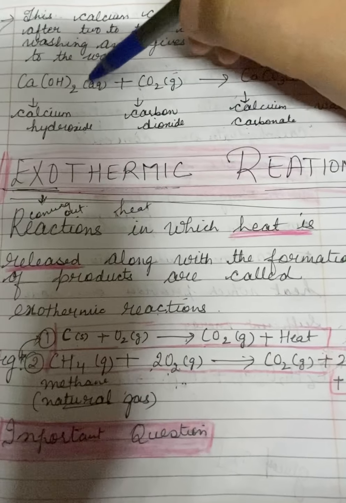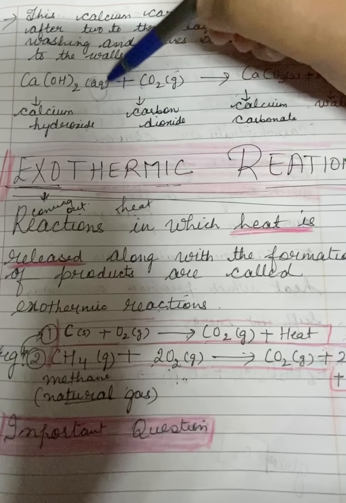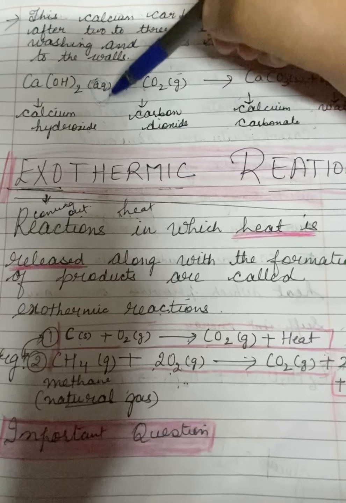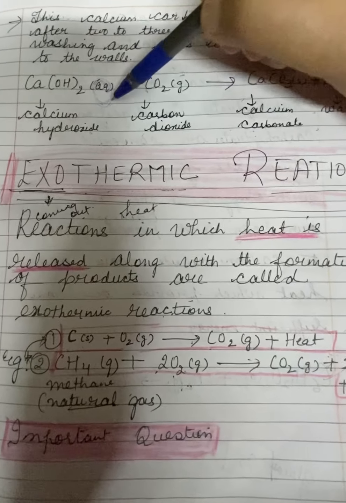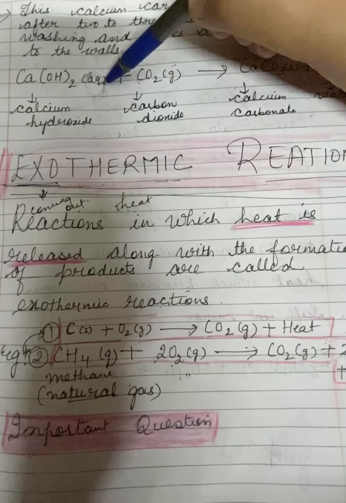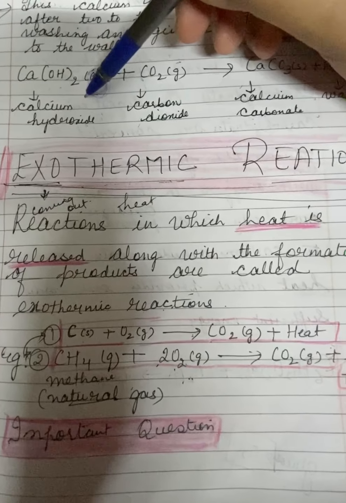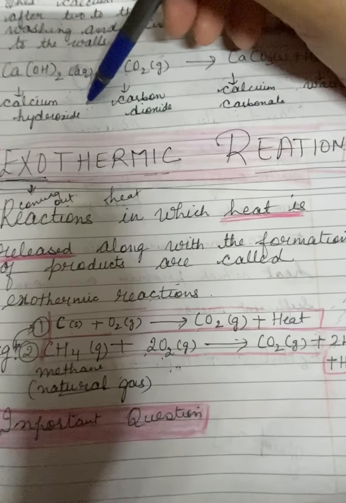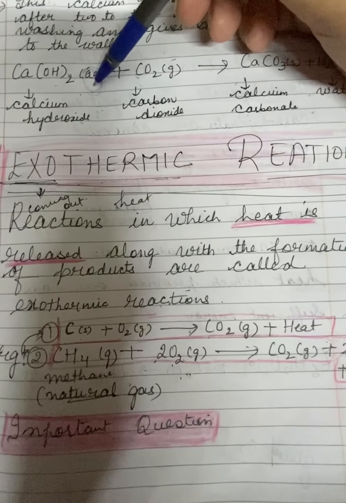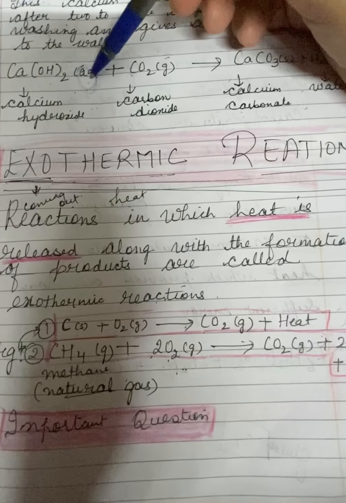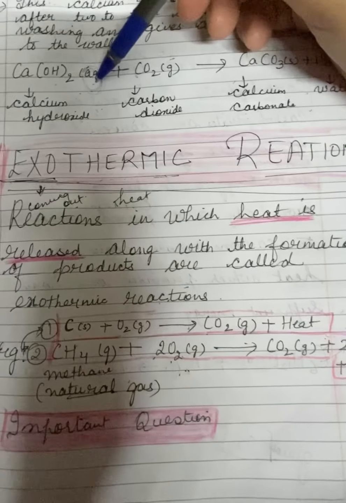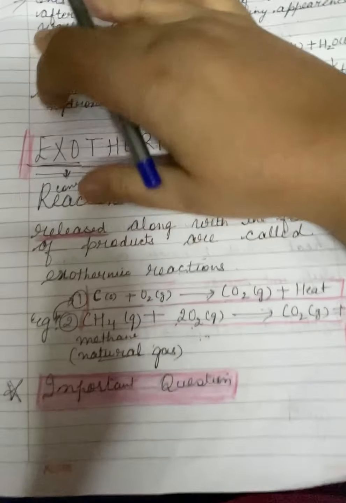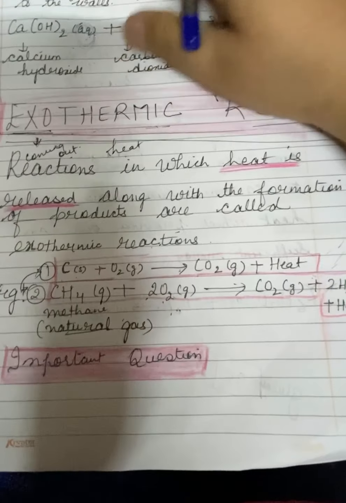I have written aq in this bracket. What does this mean? Whenever we form a solution of any chemical, like calcium hydroxide, which is a solid, when we mix it in water, we are making its solution. So instead of writing solution here, we write the word aqueous. That's it for combination reactions.